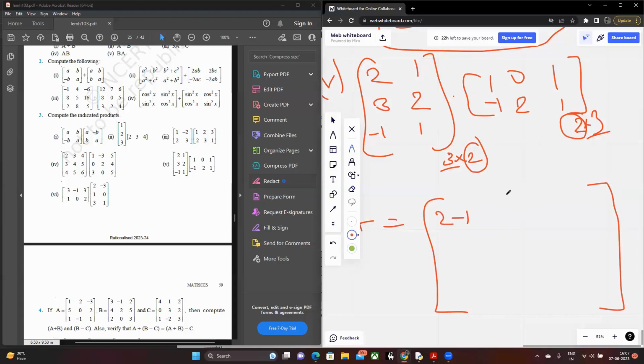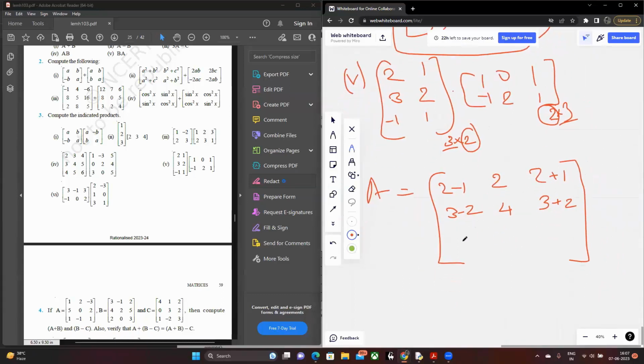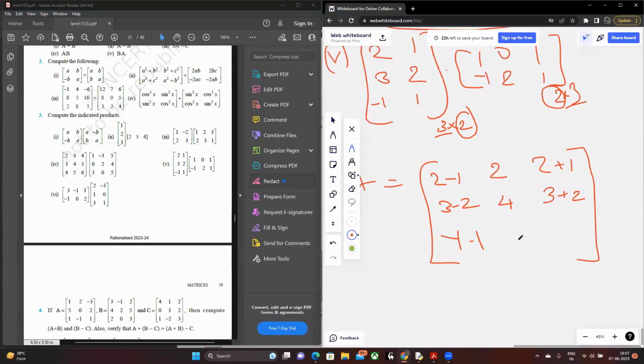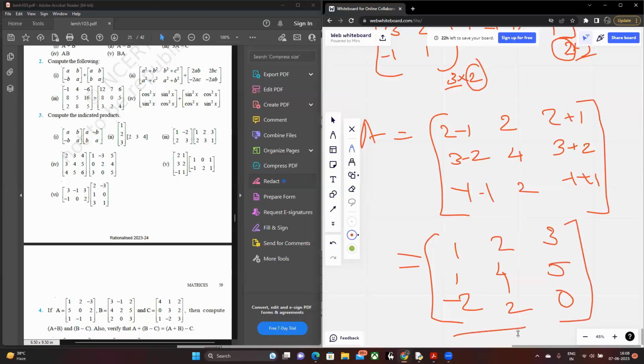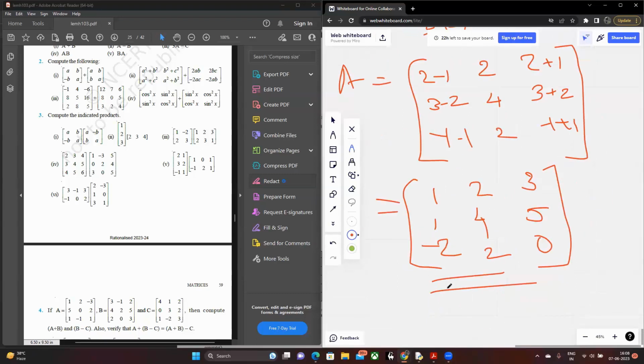This is going to be 2 minus 1. This is going to be 0 plus 2. This is going to be 2 plus 1. This is going to be 3 minus 2. This is going to be 0 plus 4. And this is going to be 3 plus 2. And finally, this is going to be minus 1, minus 1. This is going to be 2. And this is going to be minus 1 plus 1. Which is basically equal to 1, 1, minus 2; 2, 4, 2; 3, 5, 0. That is your answer.